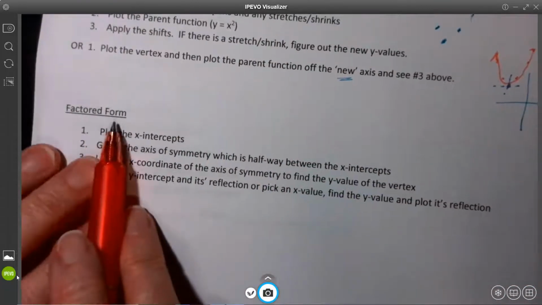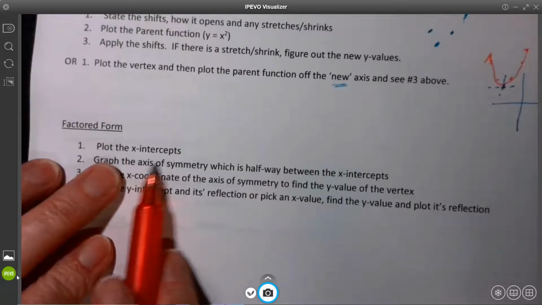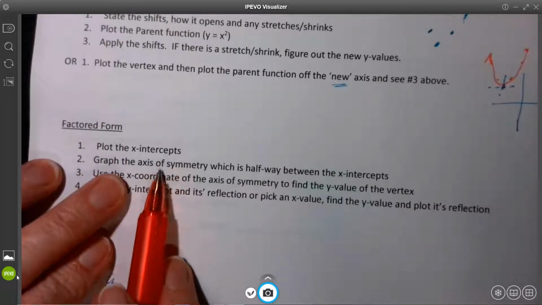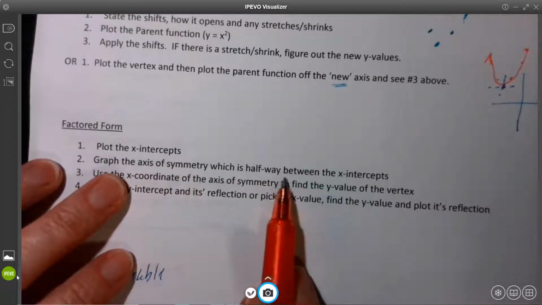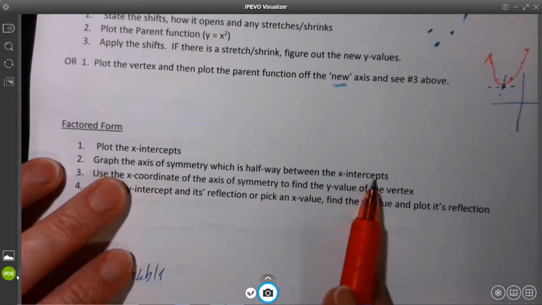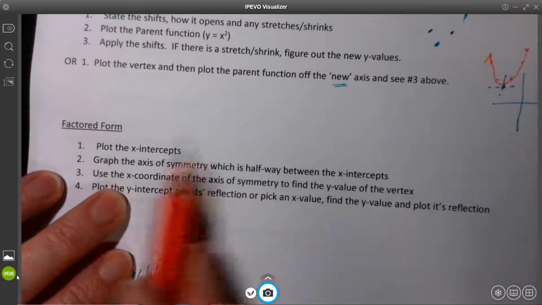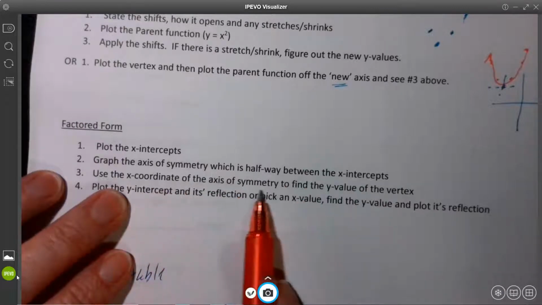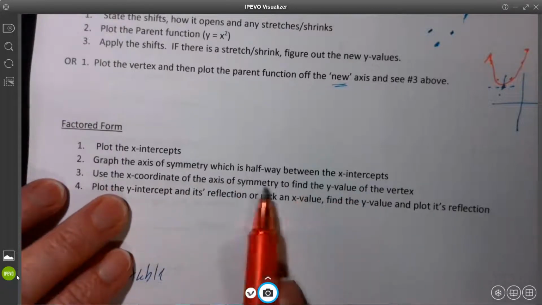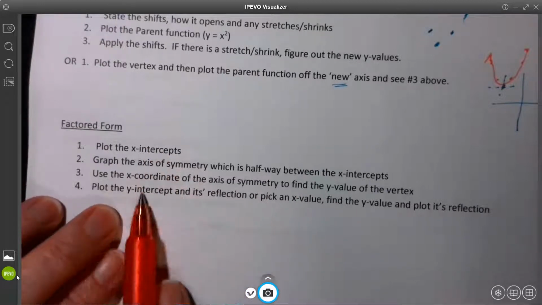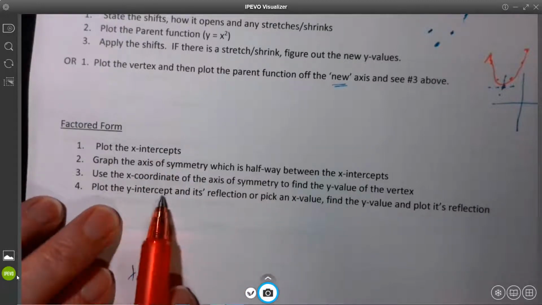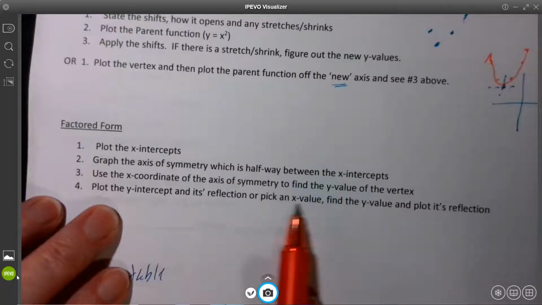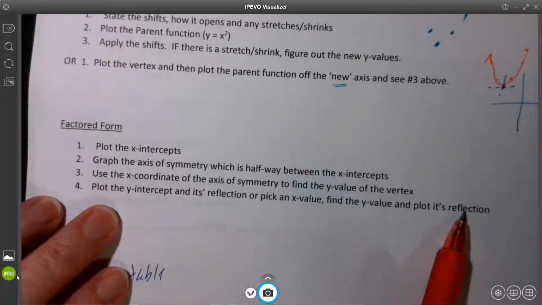And then the third form we learned was factored form. On this one, first step, plot the x-intercepts. Then graph the axis of symmetry, which is halfway between the x-intercepts. That axis of symmetry gives you the x-coordinate of the vertex. You can use that x value, plug it into the original equation, and find the y value. Then you can plot the y-intercept and its reflection point, or you can pick an x value and find the y value and plot its reflection.